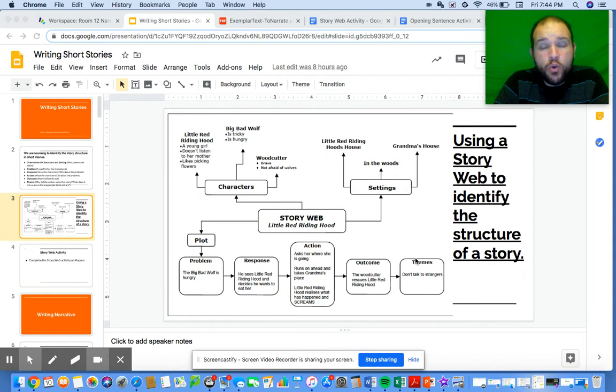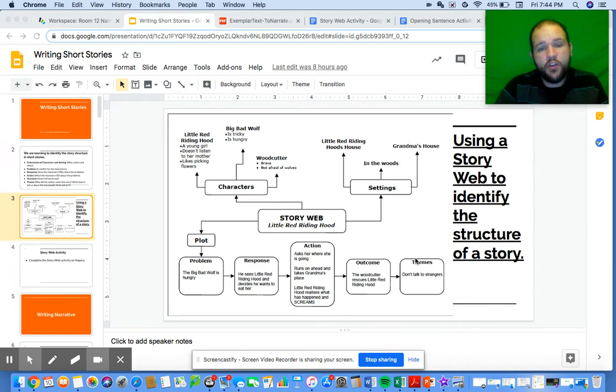Now, in your workspace, this is a really important part of your writing. Before we even get started on writing, we need to understand how texts come together and how stories come together. There are some really important things that we need to be able to identify in text, so that way we can do that for ourselves and write it for ourselves.